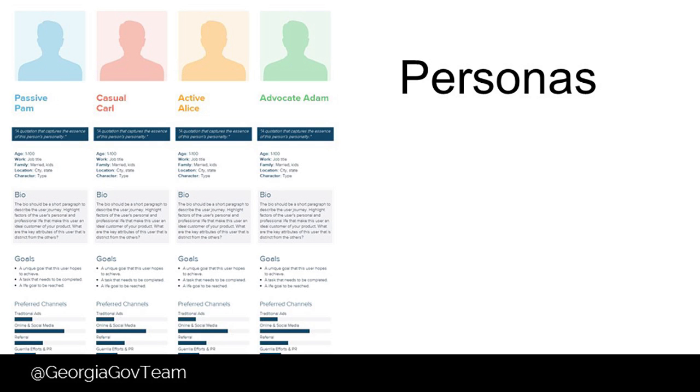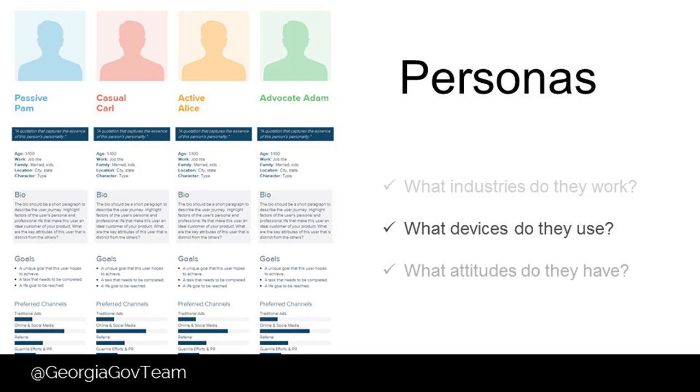Another example of personas. This is the worksheet. You can compare side by side. Let's say you have 4 personas. Some of the things you might be interested in knowing are what industries they work in, what devices they use, and what attitudes they have when they're coming to your site for information. We'll get into empathy in a minute, but you need to know what their education level is, what they know and what they need to know. All of that goes into deciding the variables, the characteristics of that persona.